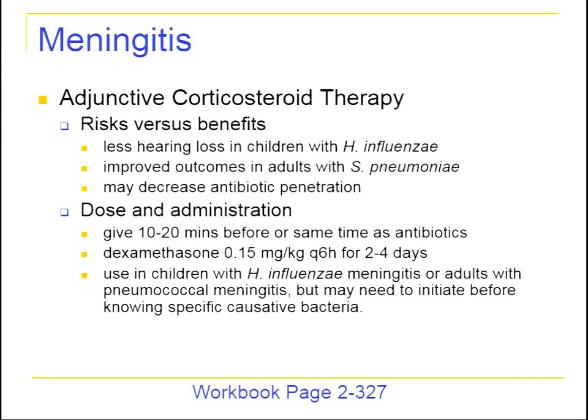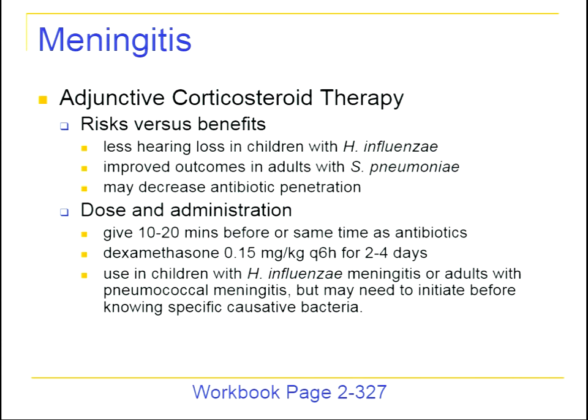Adjunctive corticosteroids are a little controversial whether to use those or not. There's a lot of risks versus benefits. We do know that in kids with H. flu meningitis, there is less hearing loss. However, H. flu meningitis doesn't really happen anymore in kids because of the vaccine that all children receive. There are improved outcomes in adults with strep pneumo, so it's something to consider, especially if you're concerned about strep pneumo, which most of the time you are.